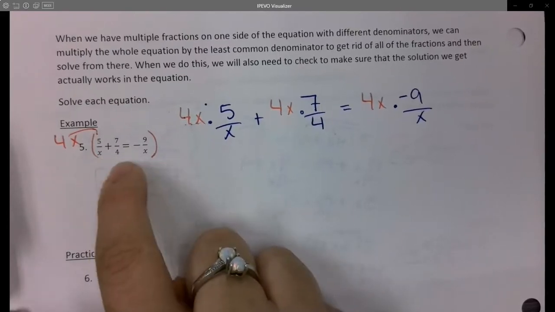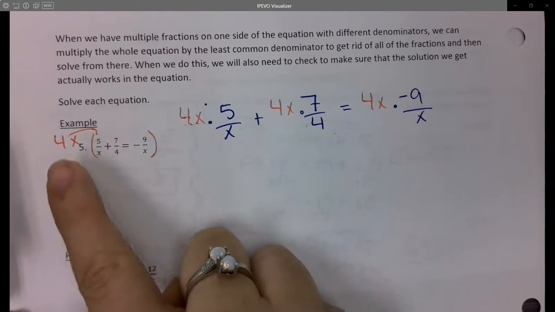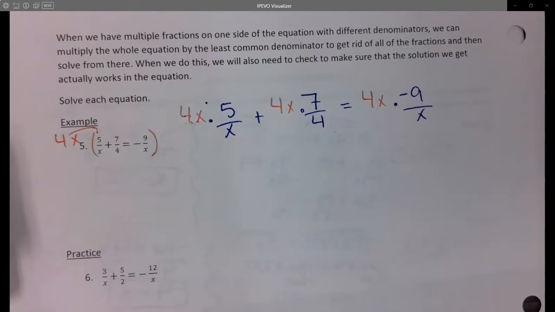I looked at what I had on the denominator. So I had a 4 and an x. So I just multiplied that together to get the 4x. What do you mean? Like number 7? We'll get to it when we get to number 7.